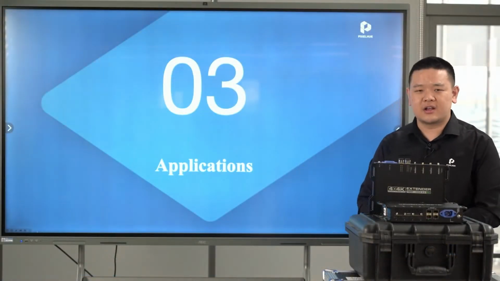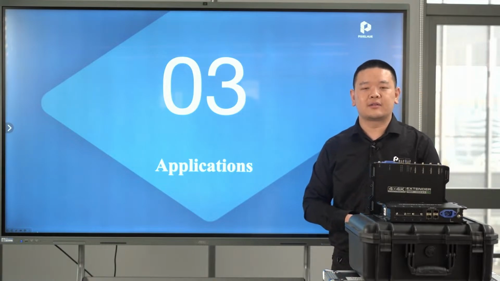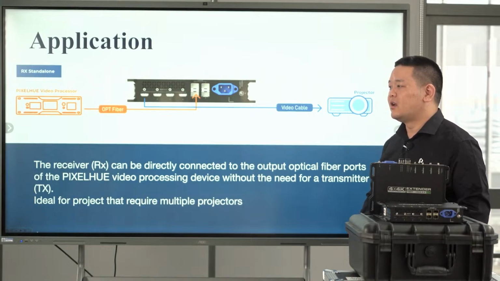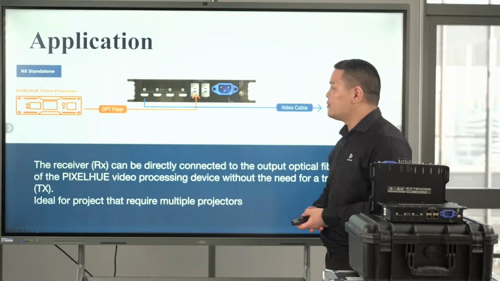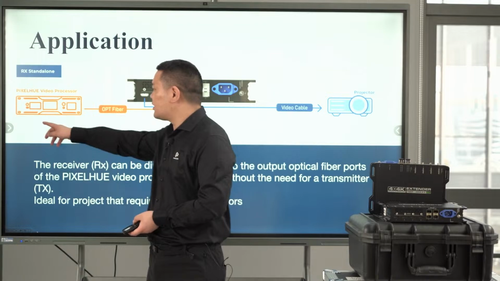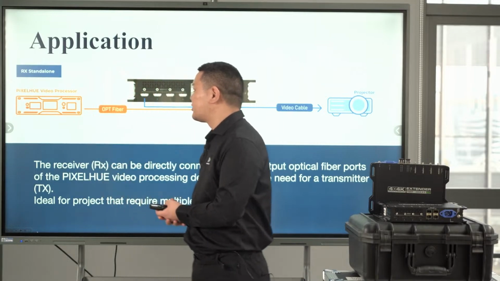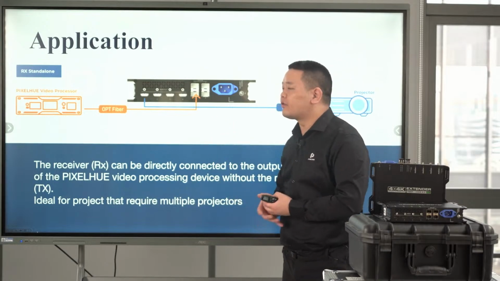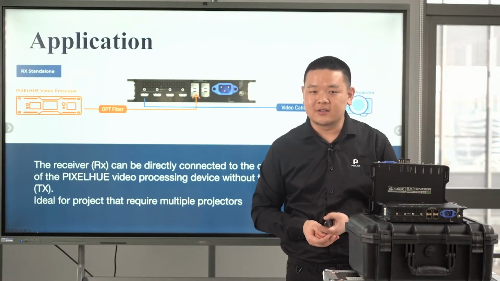And then the third one is application. The application is very easy. We only have 3 different applications: standalone and using a pair. If you have the Pixelhue switcher system, you just need to use the RX. And also we add some advantages in here.